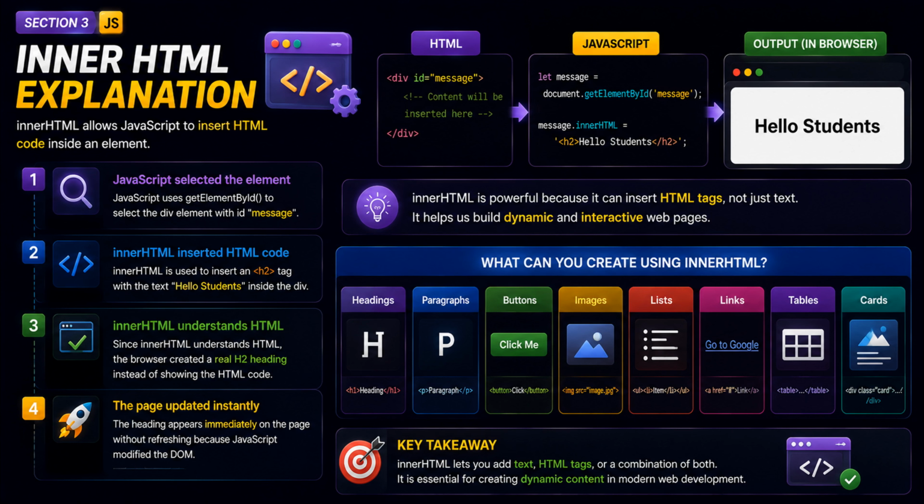Explanation. Here, JavaScript selected the div element, then it inserted an h2 tag using innerHTML. Since innerHTML understands HTML, the browser created a real heading instead of showing the HTML code. That's why innerHTML is very useful when you want to dynamically create HTML elements such as headings, paragraphs, buttons, images, lists, links, tables, and cards.